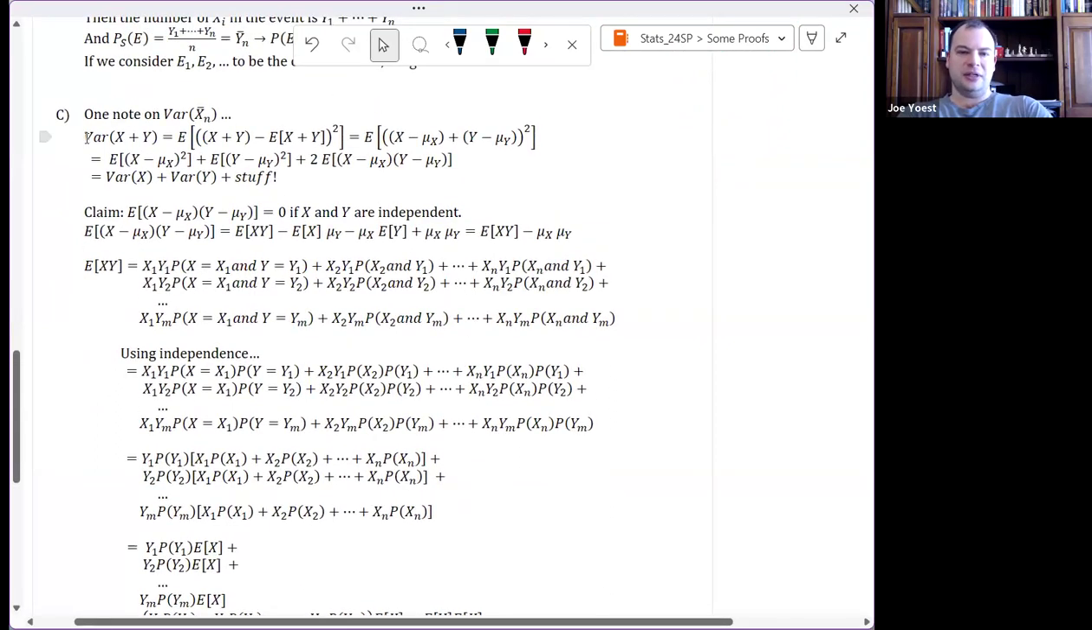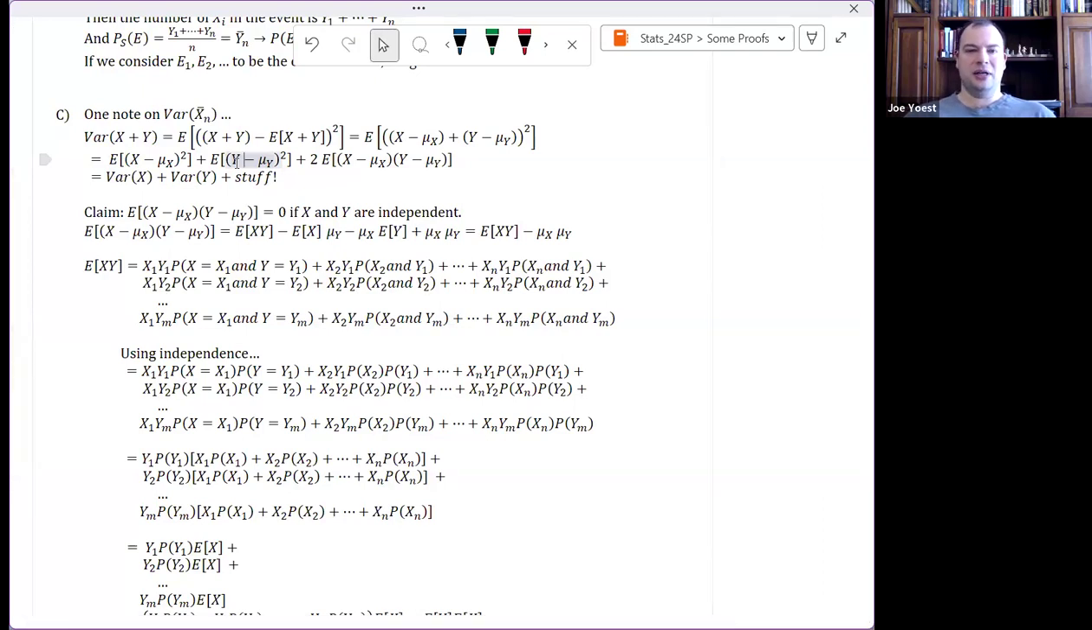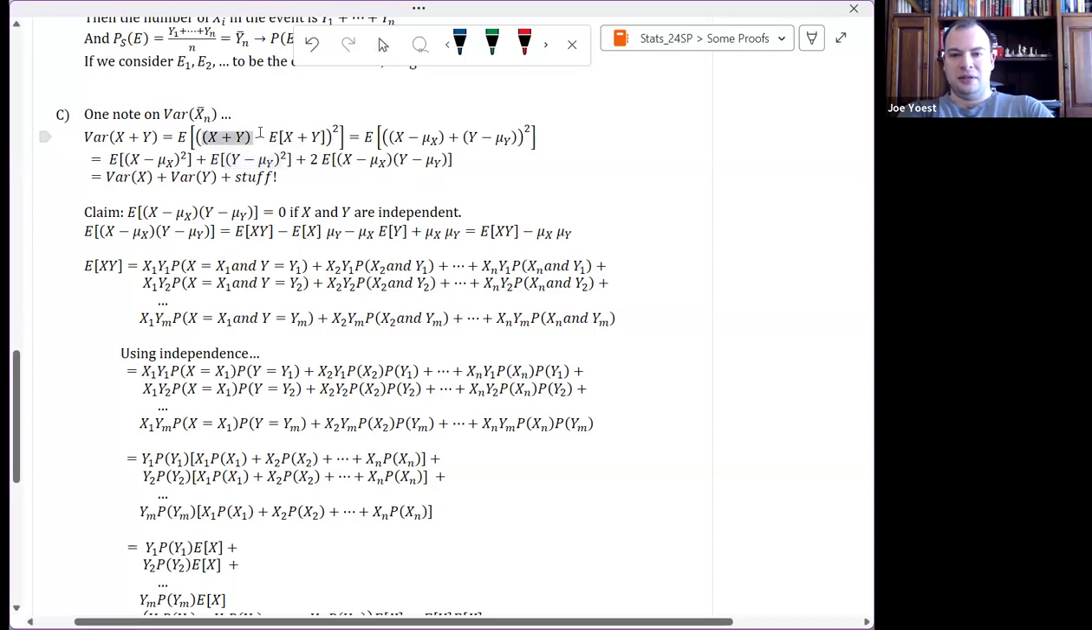Okay, so let's take a look at the variance of x plus y. We're just going to look at the variance of the sum of two random variables, because writing it out for x1 through xn all added together is just a huge mess. So we're just going to look at two random variables, x and y, add them together, and take their variance. What do we get? We can write out the definition of variance.